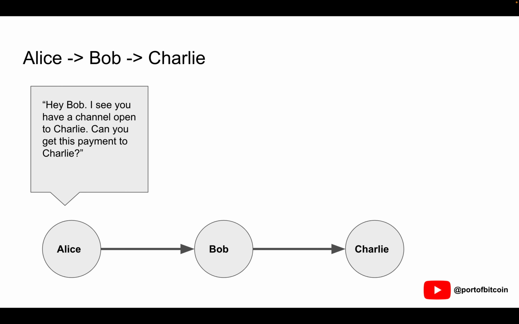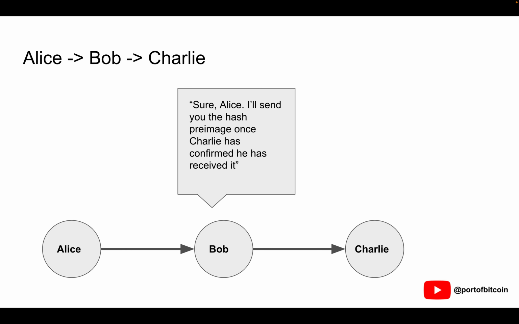So Alice's Lightning node communicates to Bob and says, "Hey Bob, I see you have a channel open to Charlie. Can you get this payment to Charlie?" Bob's Lightning node responds and says, "Sure, Alice, I'll send you the preimage to that hash that Charlie gave you as part of the invoice once Charlie has confirmed he has received the payment." Bob communicates to Charlie and says, "Hey Charlie, here's a payment from Alice. Provide the hash preimage and we can update our channel balances."